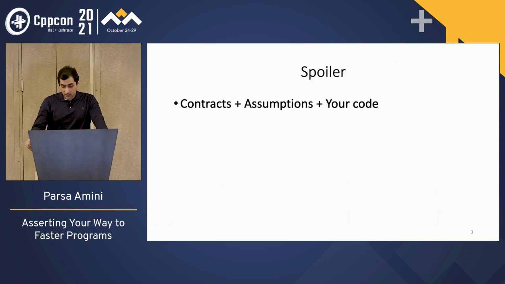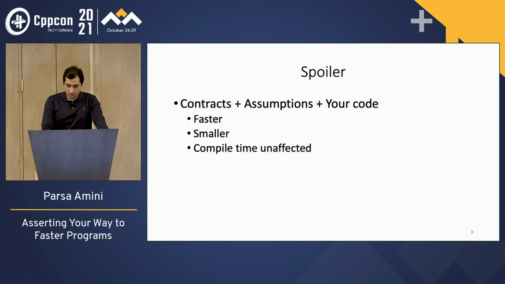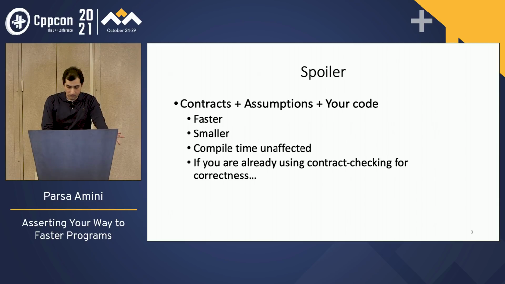In this talk, you will see that if you are already using contract checking for correctness, you already have unrealized capital that you can extract by using assumptions, by assuming those checks that you use to enforce your contracts. That will make your code run faster on average. It will give you smaller binaries. Your code's compile time is not going to be affected, and if you're using contract checking for correctness, it won't cost any development efforts either.